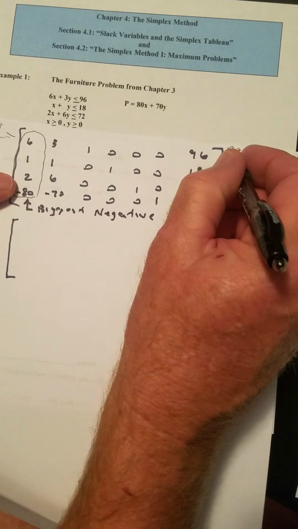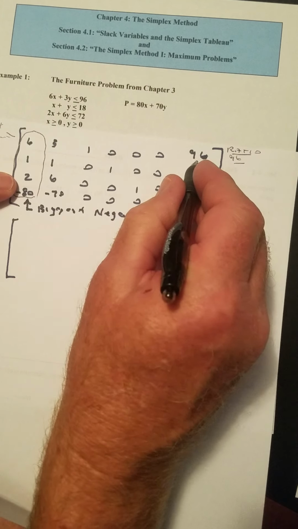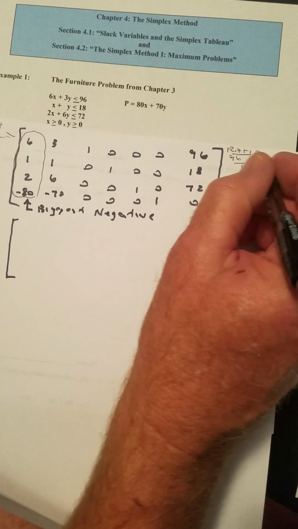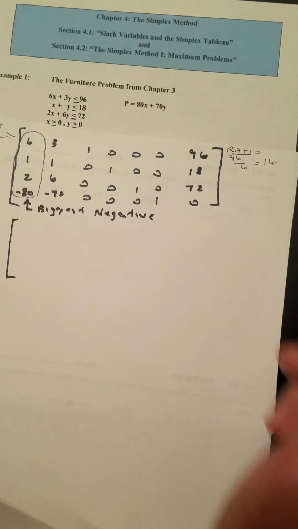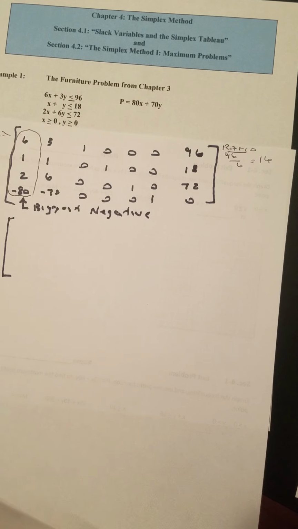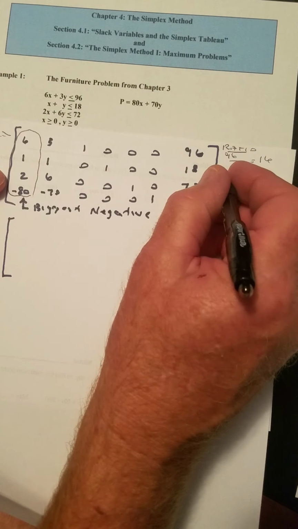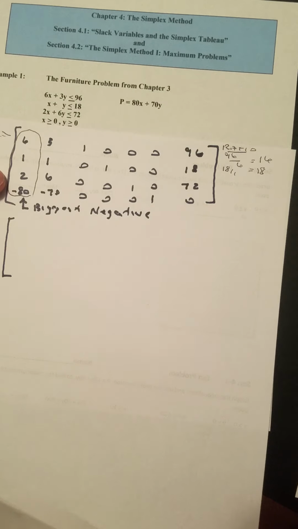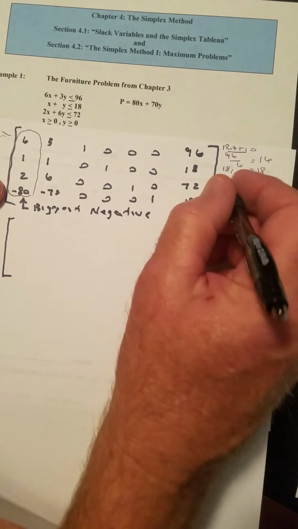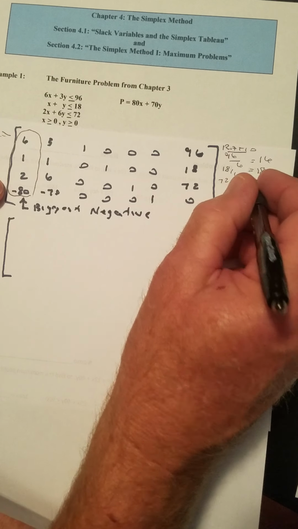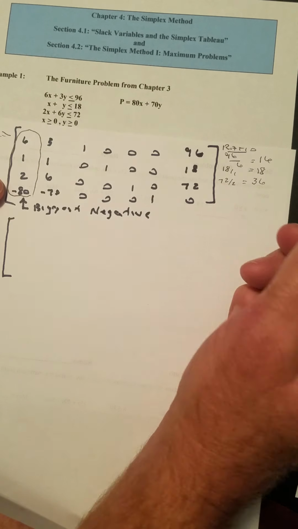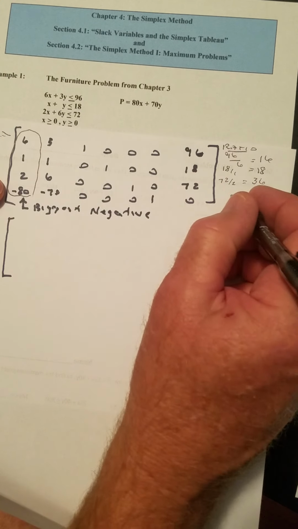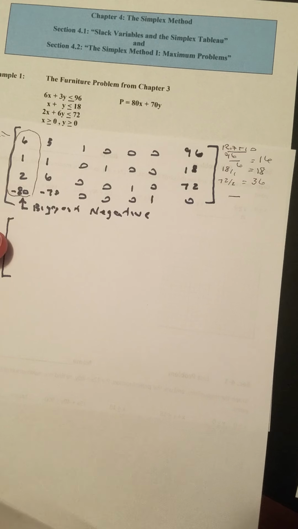You take the last number, which is 96, and divide it by whatever number is in the pivot column, which is 6. 96 divided by 6 is 16. The next row is 18 divided by 1, which is 18. Then 72 divided by 2 is 36. On the last row, it's always 0 here. We're never going to use the bottom number, so we'll just stop there.